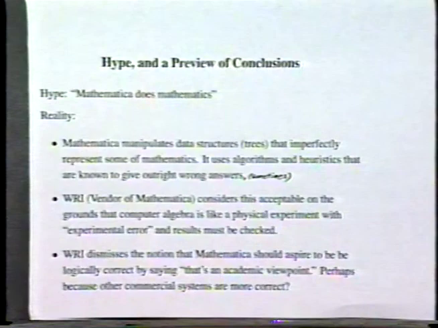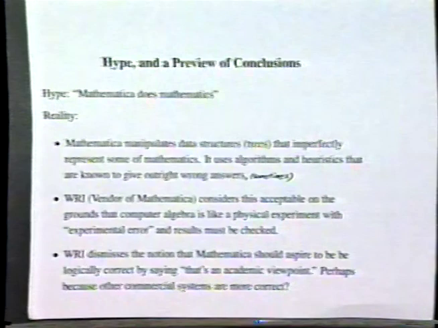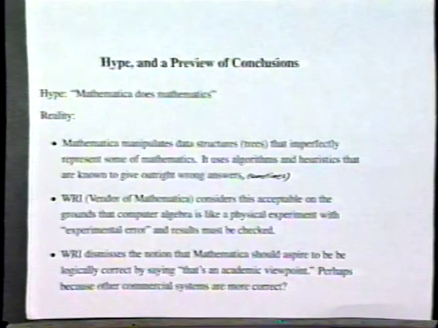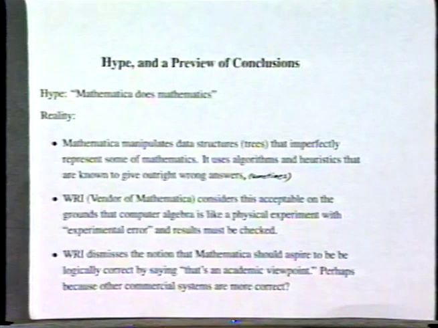Wolfram Research, the vendor of Mathematica, considers the fact that it gives wrong answers sometimes acceptable on the grounds that computer algebra is like a physical experiment with experimental error, and therefore the results must be checked. I think this attitude is wrong.